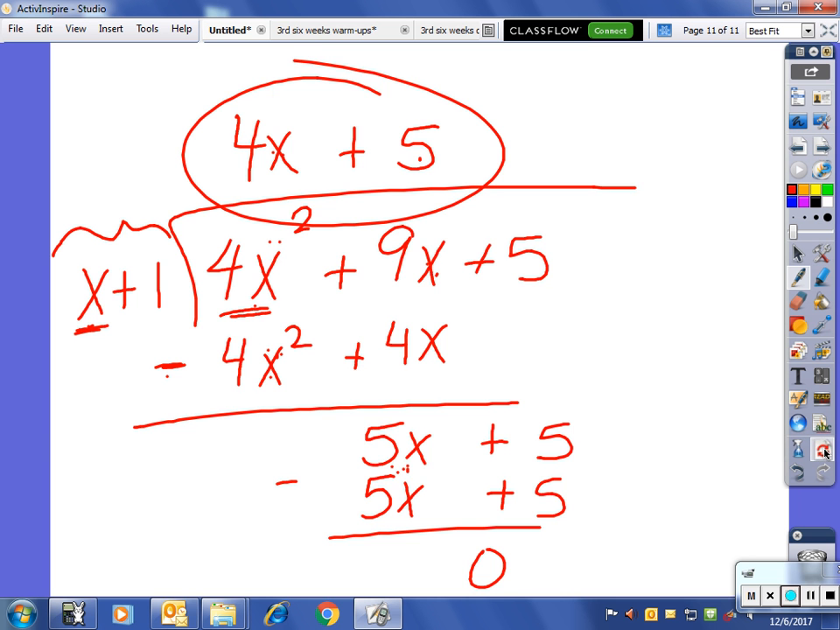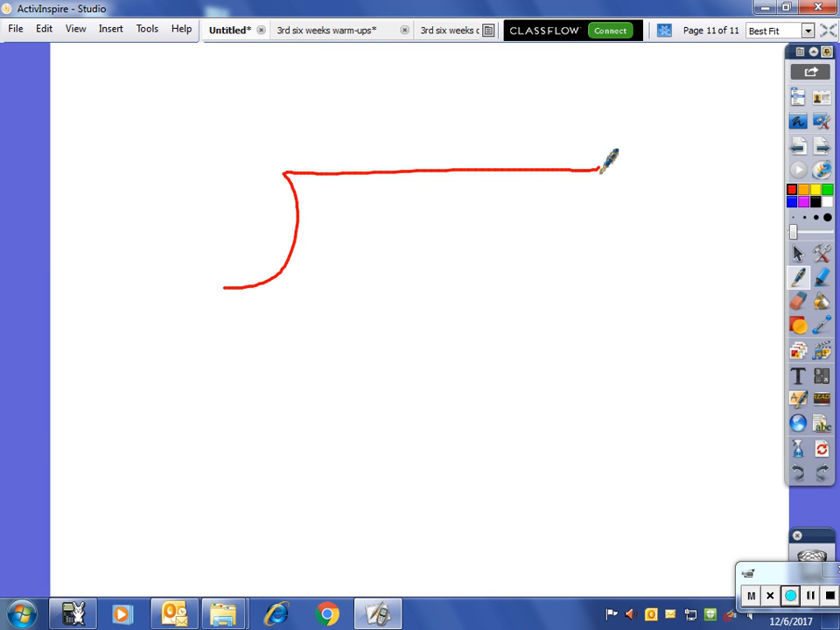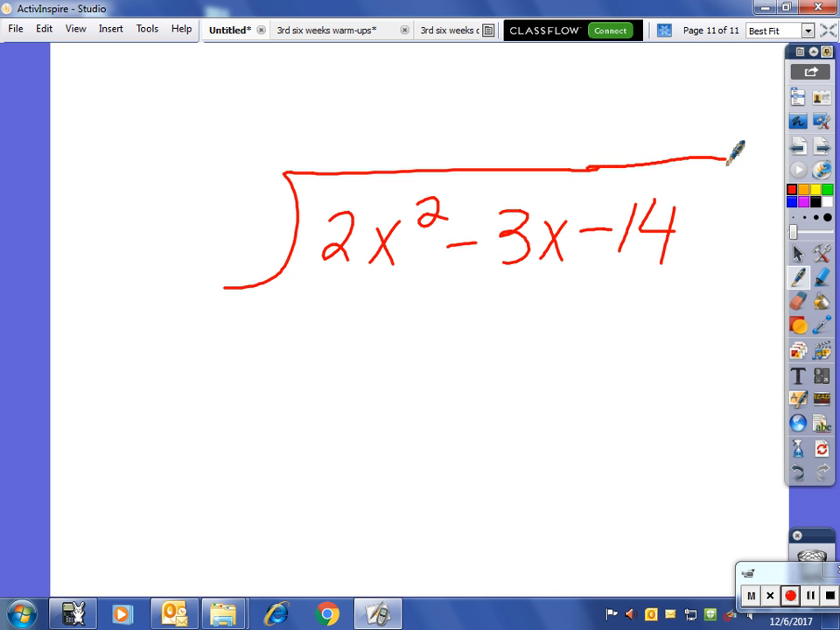All right, let's kick it up a notch, shall we? All right, 2x squared minus 3x minus 14. Now you got to be careful here because I'm throwing in some minuses instead of pluses. Divided by x plus 2.